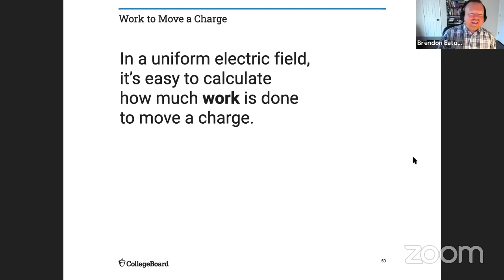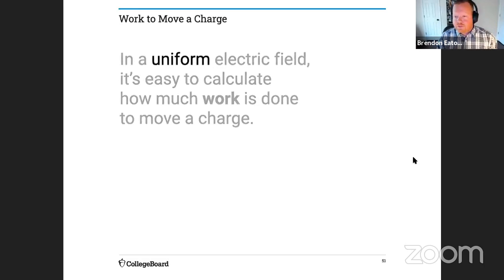Okay, so in a uniform electric field, it's easy to calculate how much work is done to move a charge. This is a concept that you bring in from Physics 1 to Physics 2, and you've been through most of Physics 2 already. You remember that work is force times distance, or force times displacement. But in this case, we're talking about a uniform electric field, and we're going to calculate how much work is done on a charge inside of that uniform electric field.